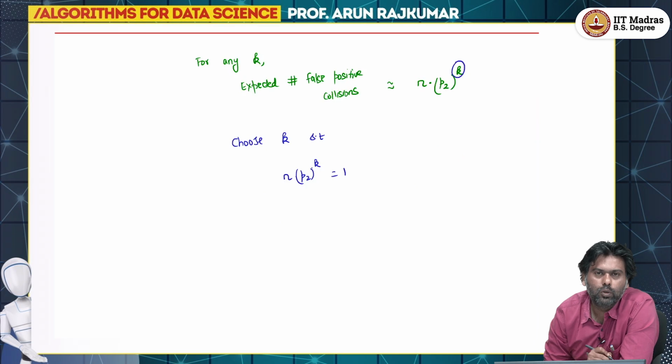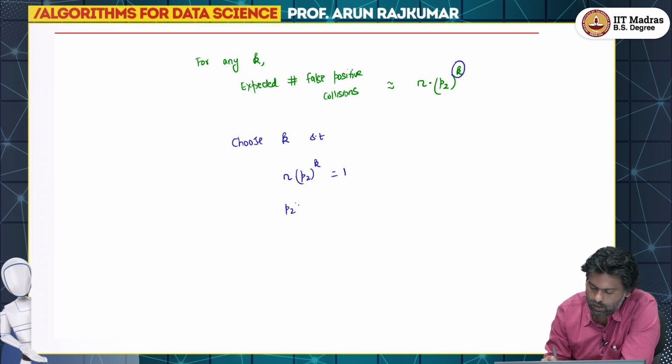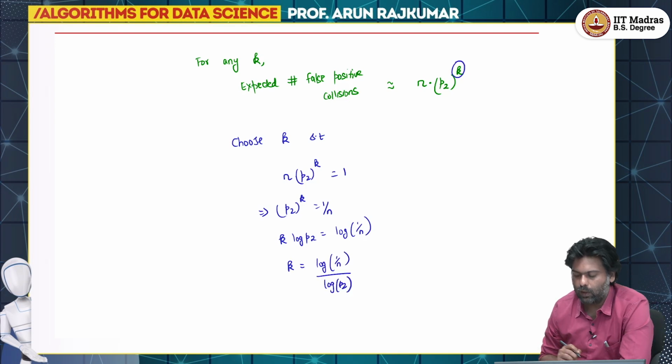So, what should k be? Well, I can take the logarithm on both sides. Before that, this implies p2 to the k is 1 over n, which means k log p2 is log 1 over n, or k is log 1 over n divided by log p2.